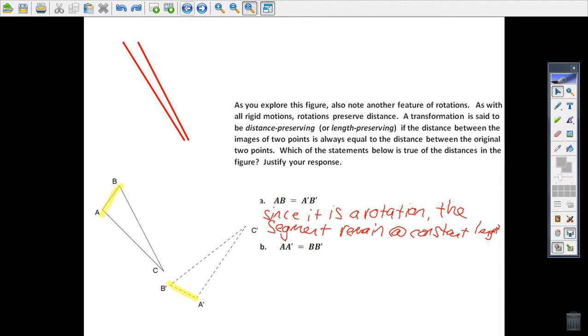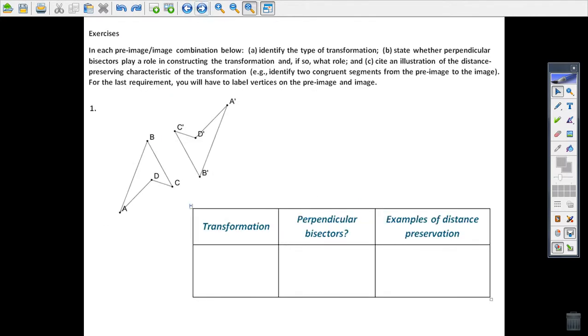Okay. There are 4 exercises that you need to do, and for each one, there are three parts. You need to first identify the kind of transformation that is taking place. So your options are reflection, rotation, and translation, right? Then you need to determine whether or not you need perpendicular bisectors to accomplish the transformation. And if you do, you have to draw them in. And then lastly, you need to give an example of distance preservation.